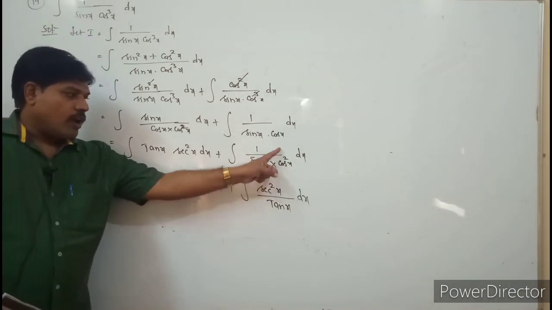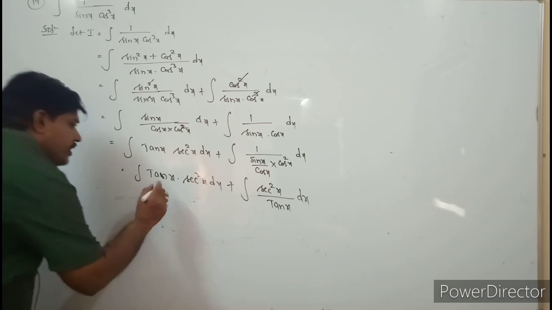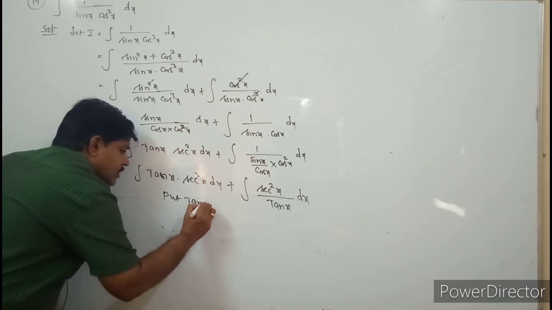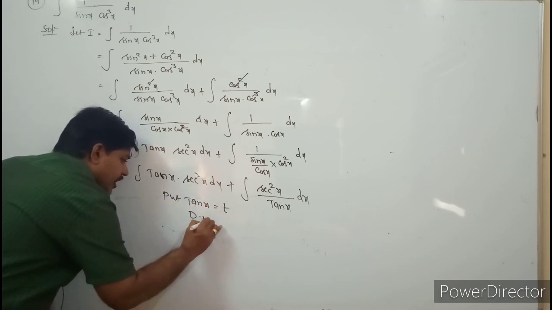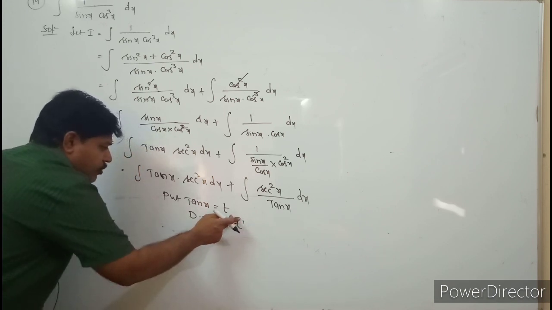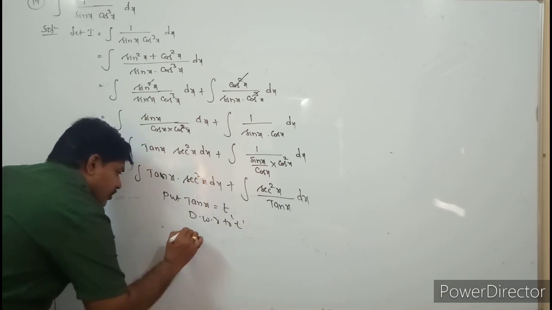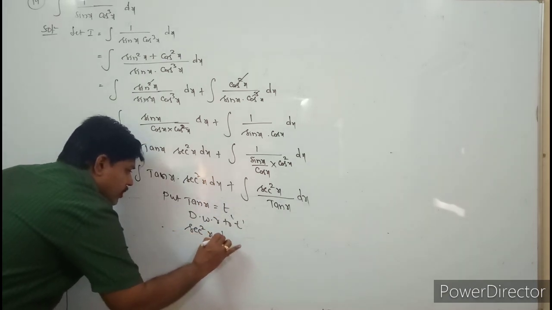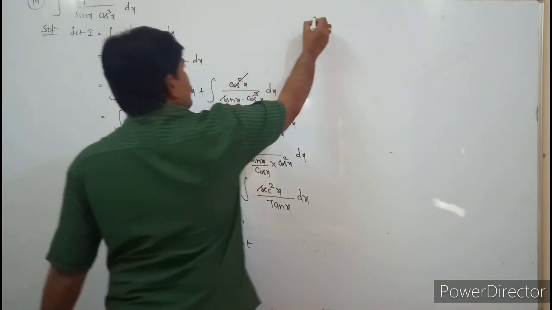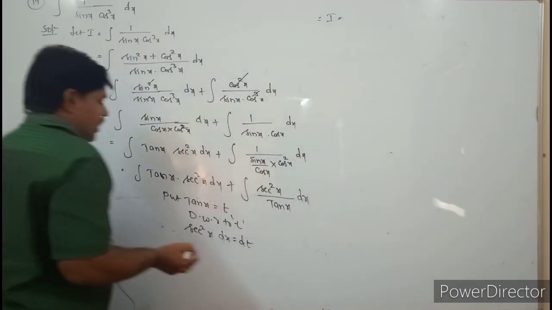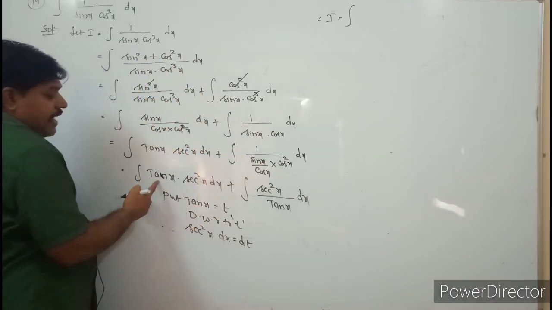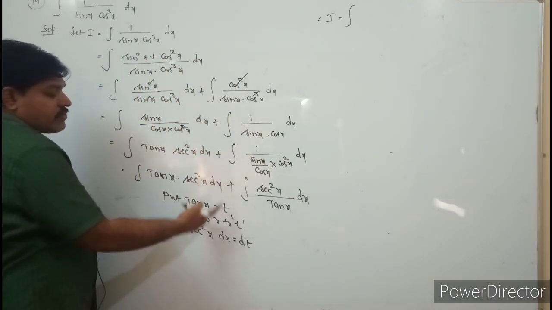Sin by cos is tan, 1 by cos square is secant square x. So what we will take, students, put tan x is equal to t. Differentiate with respect to t: secant square x into dx will become dt. Therefore I is equal to integral of tan x is t, secant square x into dx value will become dt.